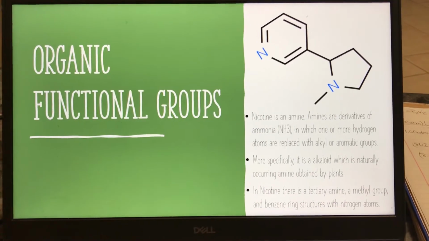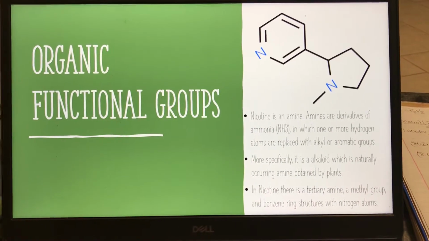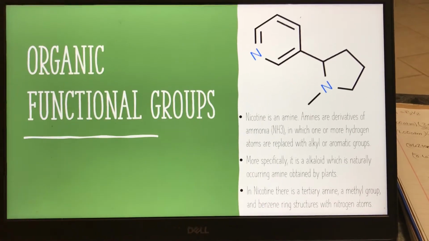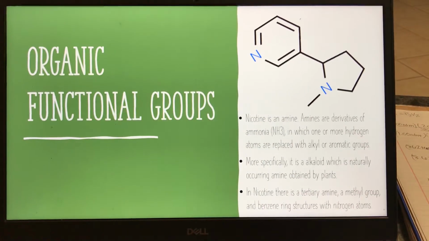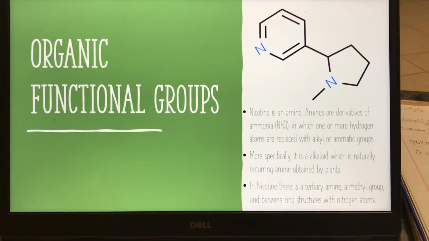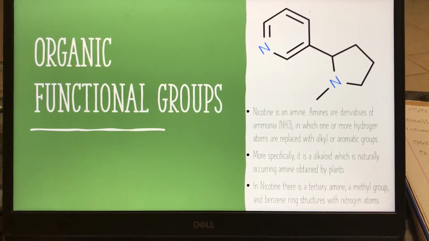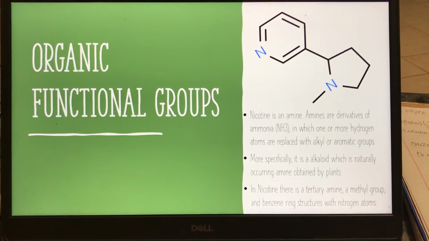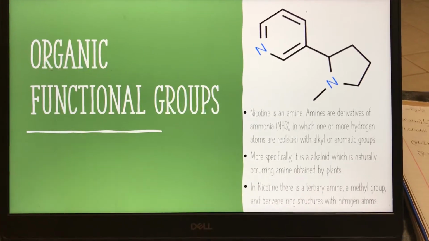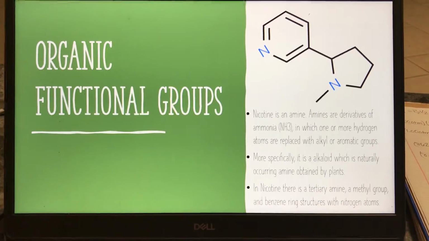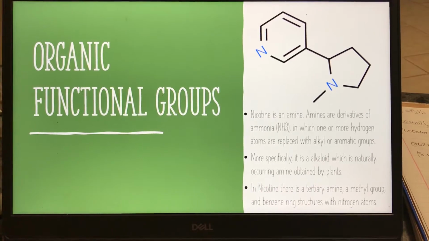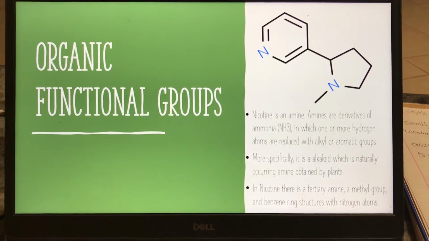Amines are derivatives of ammonia in which one or more hydrogen atoms are replaced with an alkyl or aromatic group. More specifically, it's an alkaloid, which is a naturally occurring amine obtained from plants. In nicotine, there is a tetraamine, a methyl group, and a benzene ring structure with nitrogen atoms.